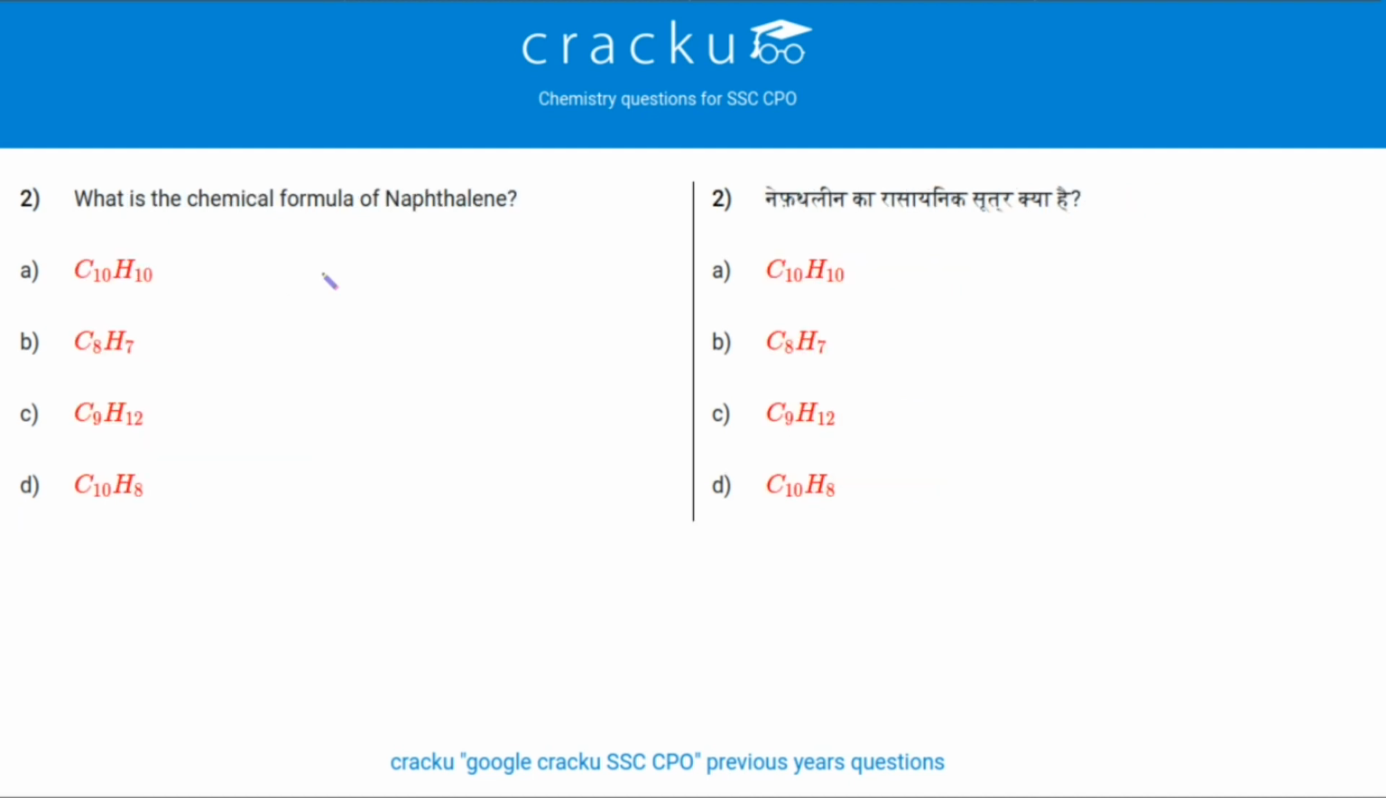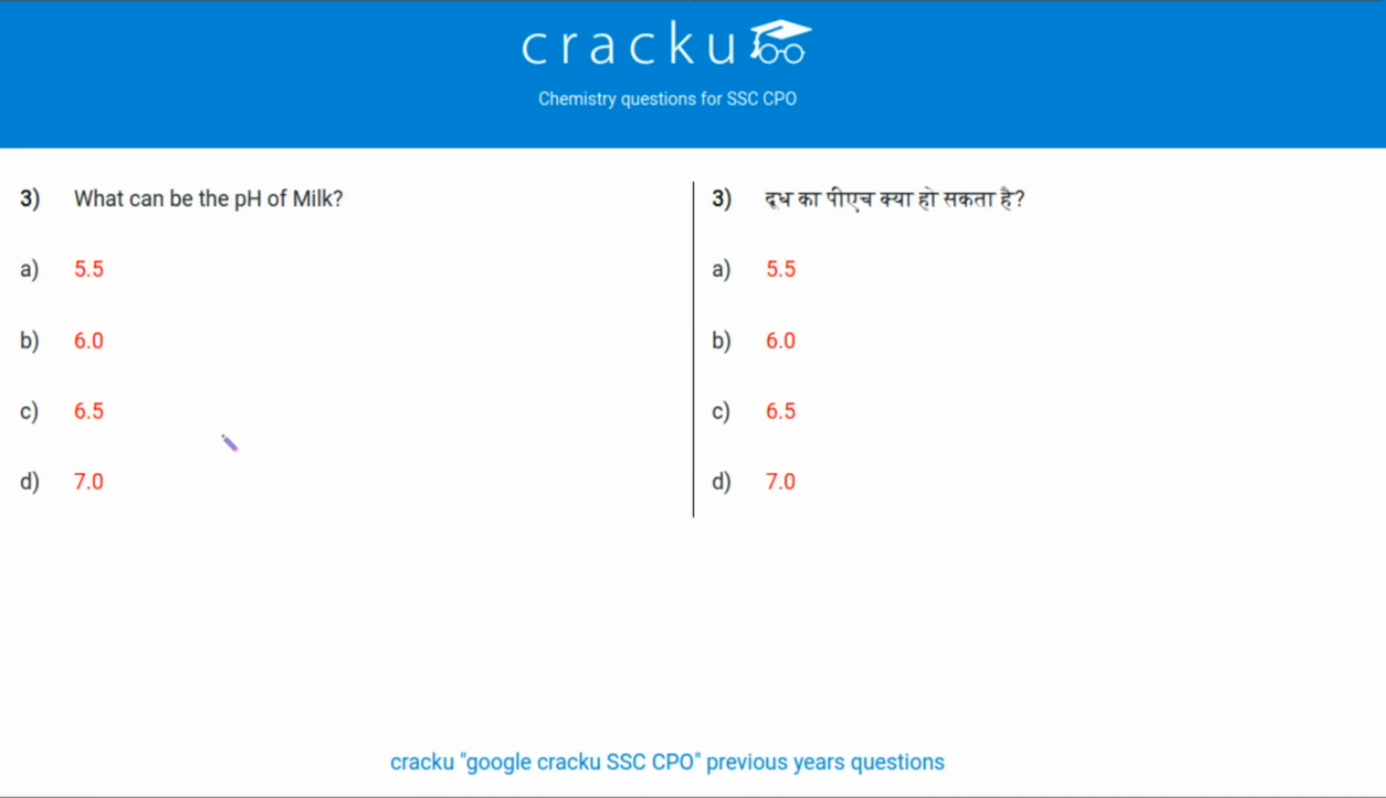Next question. What is the chemical formula of naphthalene? Okay, naphthalene is an organic compound and the simplest polycyclic aromatic hydrocarbon, and is a white crystalline solid, and the chemical formula of naphthalene is C10H8.